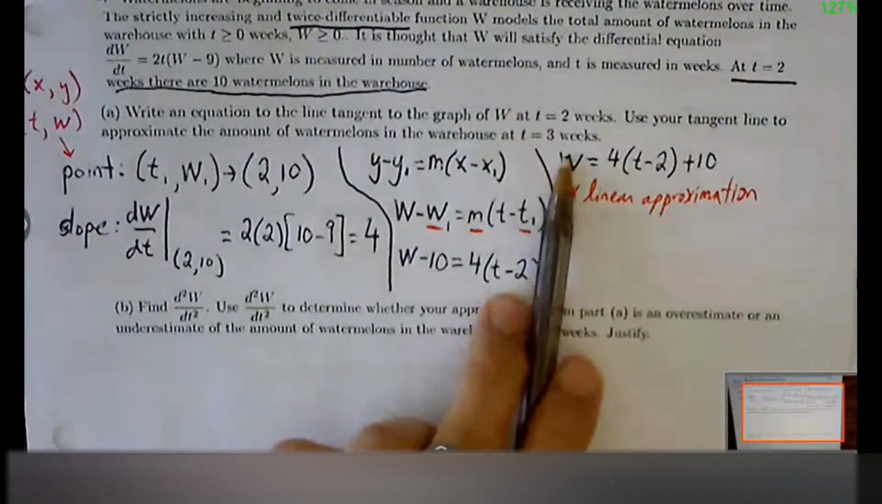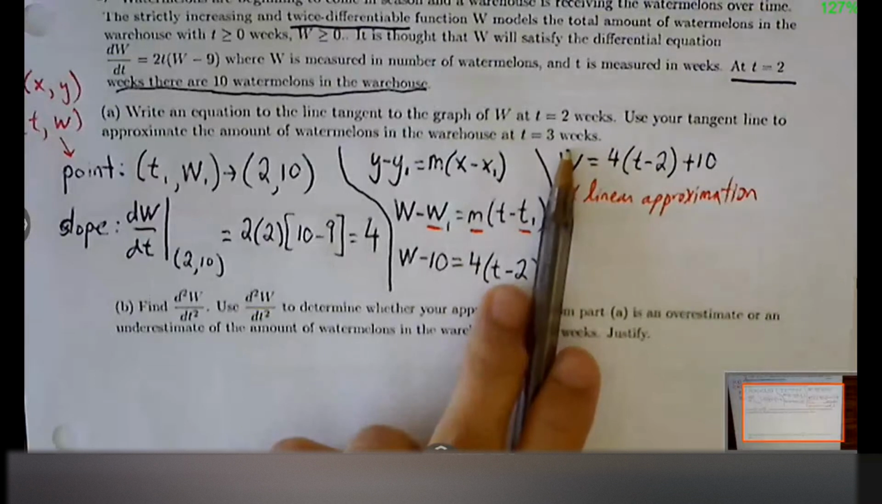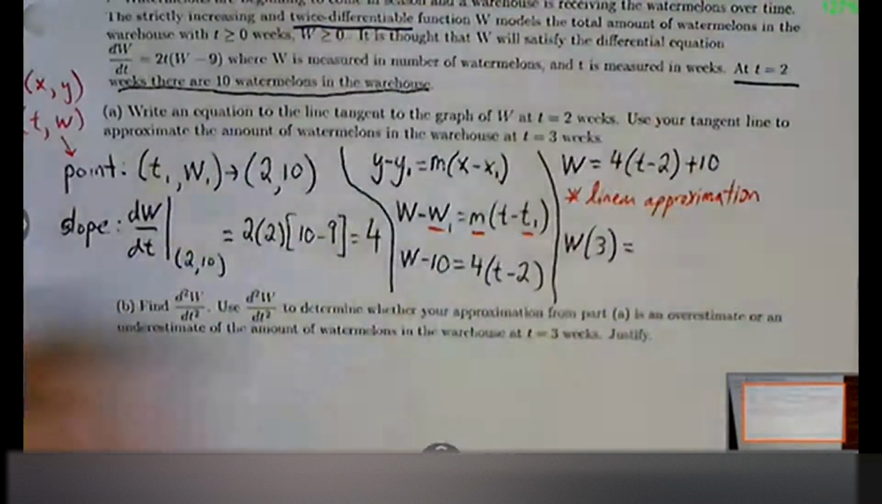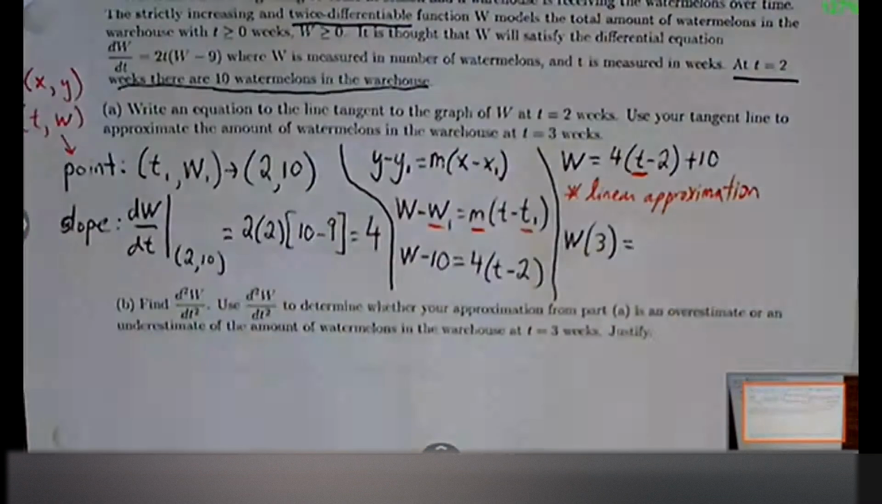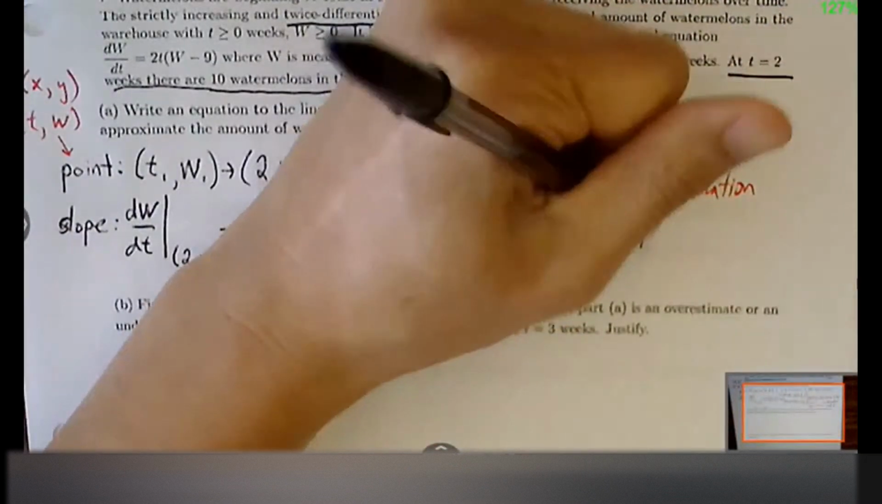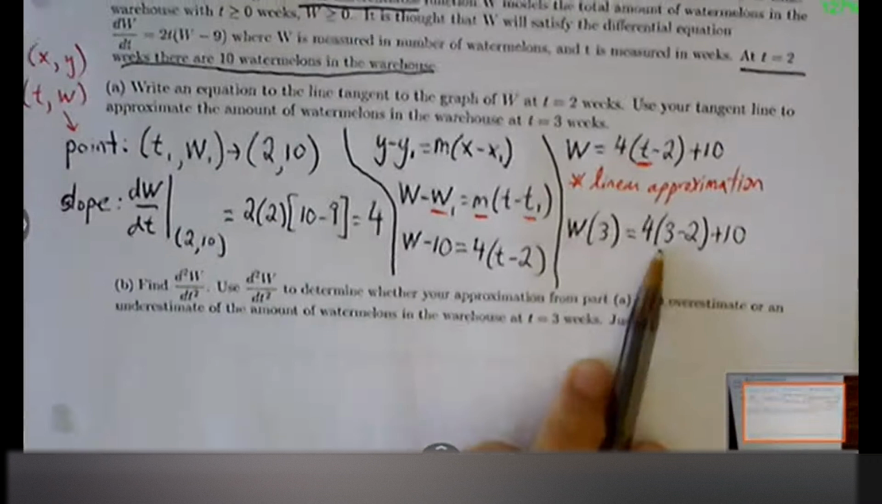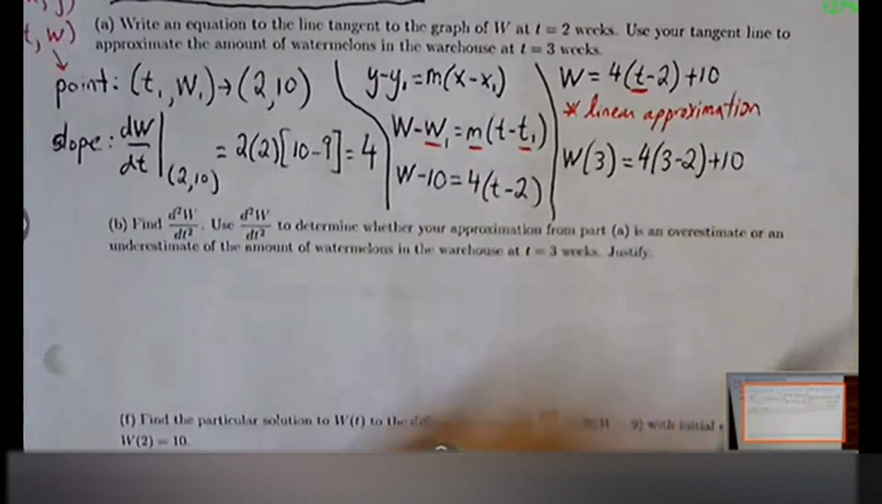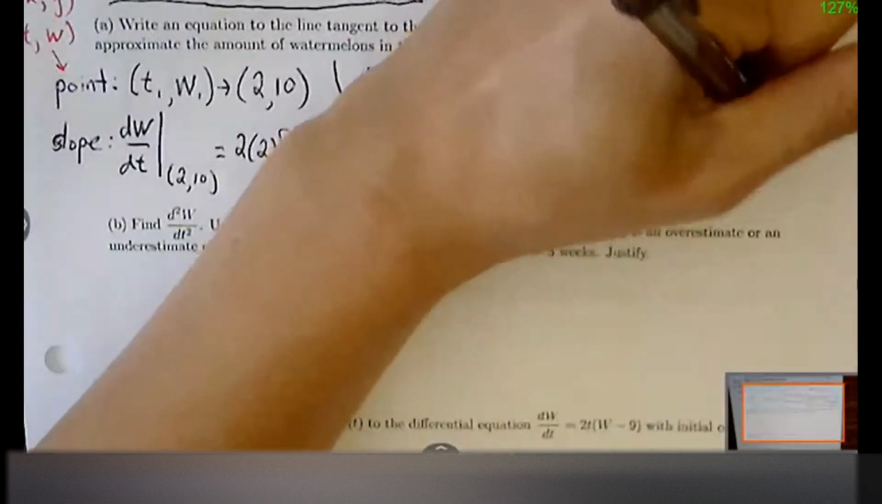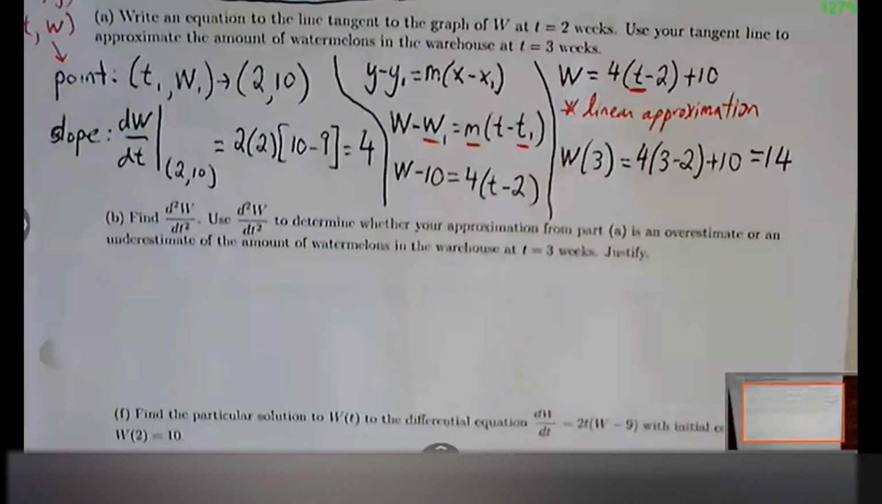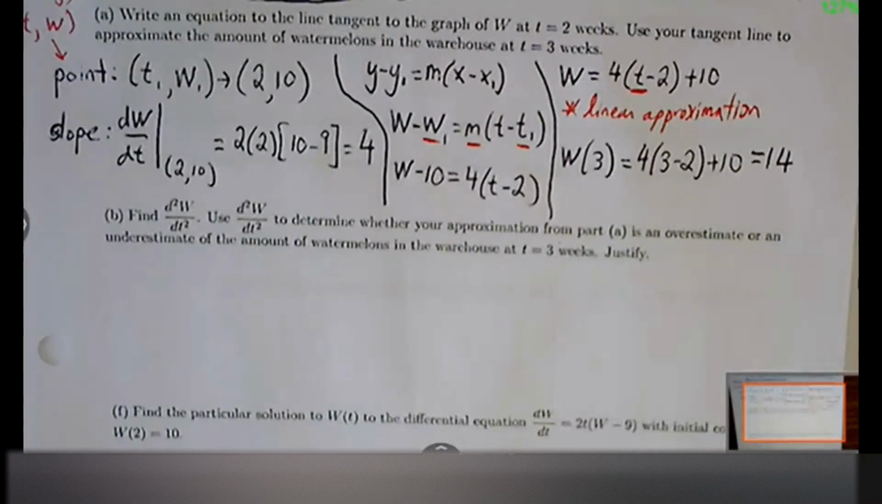So I want to use the tangent line to approximate how many watermelons when t equals 3 weeks. So I'm just going to plug 3 in for t. Okay, 4 times 1 is 4. 4 plus 10 is 14. So 14 watermelons is the approximation in week 3.